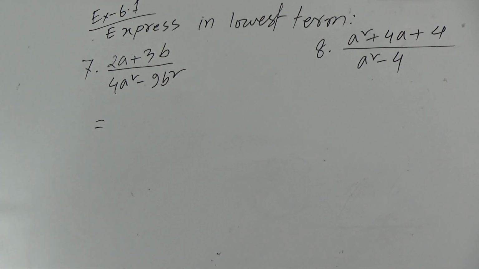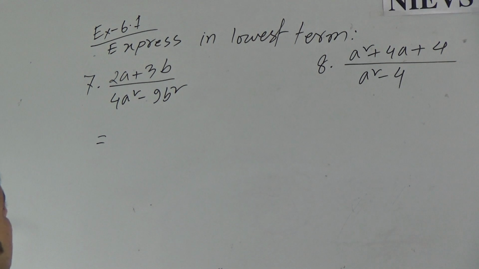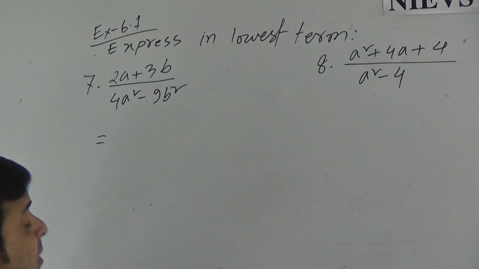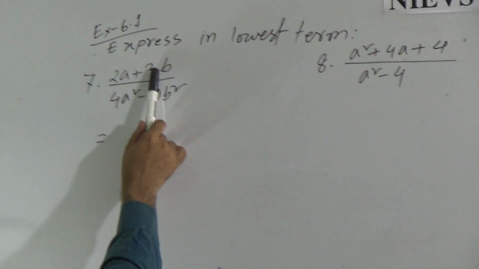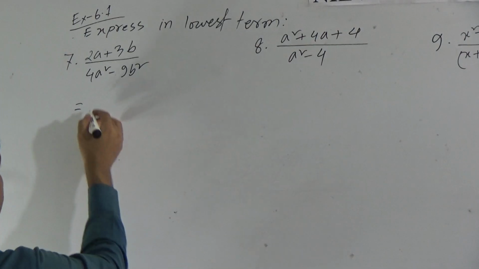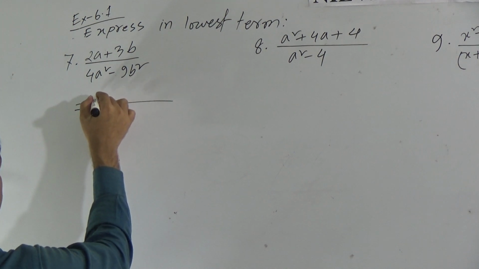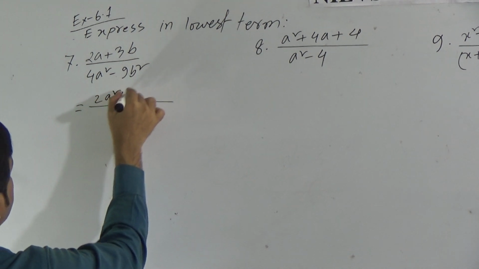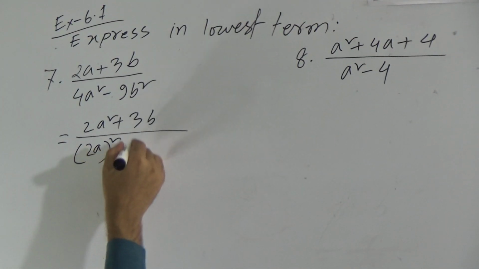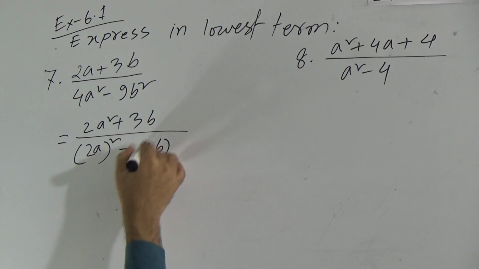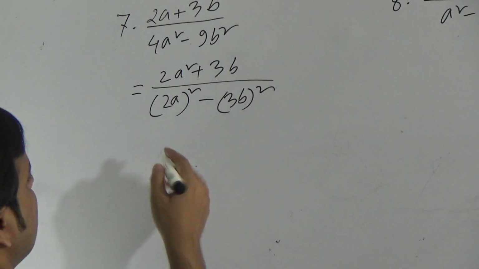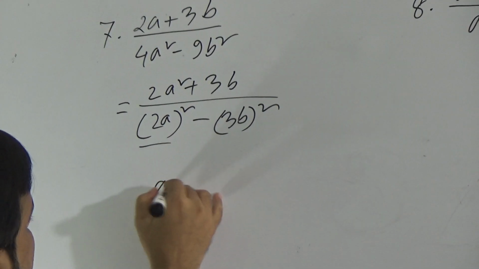Our first question is question 7. In the numerator we have 2a plus 3b and the denominator is 4a square minus 9b square. 2a plus 3b we can't factorize. But the denominator we can factorize. So, we have to write 2a plus 3b. But this one we can write as 2a whole square minus 3b whole square.